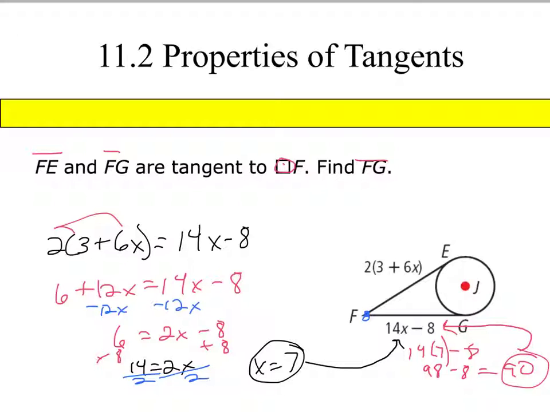From there, I take my x and plug it into the expression for the tangent that I want to find. I want to find FG. I want to answer that question fully. Don't just find x. Make sure you're answering the question it wants you to answer. Then, once I find that, plug it in for x, solve, and I get 90.